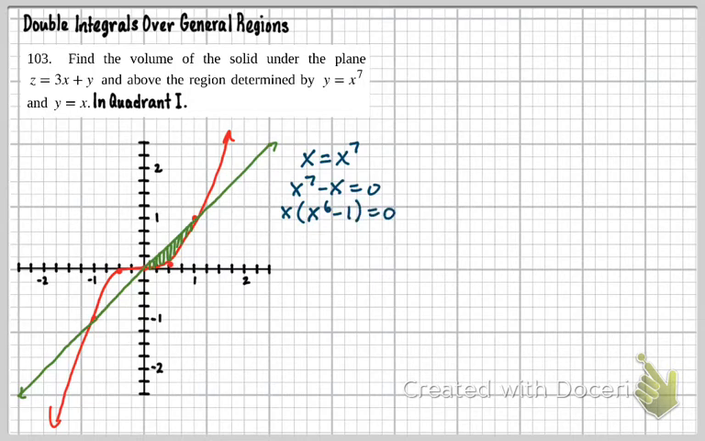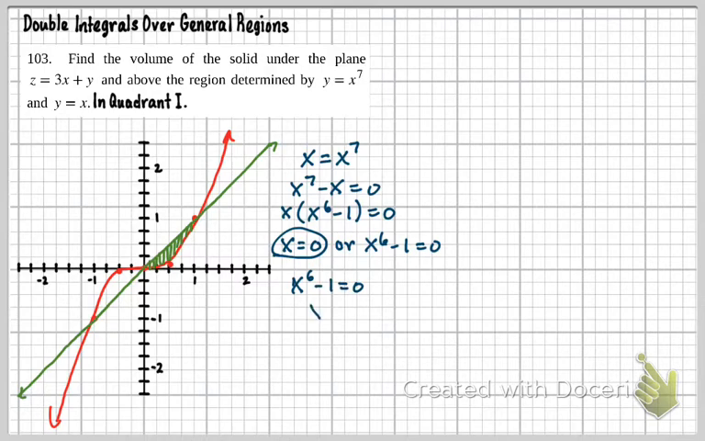So that tells me then that x equals 0. Or x to the 6th minus 1 equals 0. Now this first equation is solved, so now we're going to solve this equation here. I'll leave that there because that's one of my answers. So the x to the 6th minus 1 equals 0.